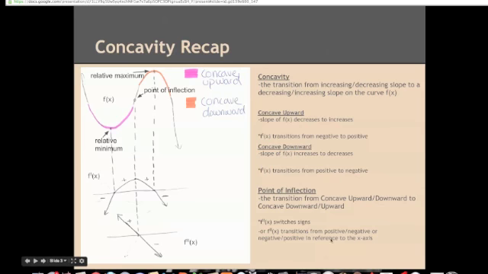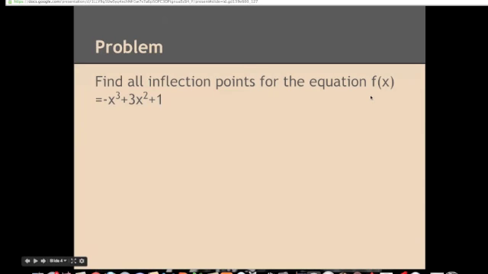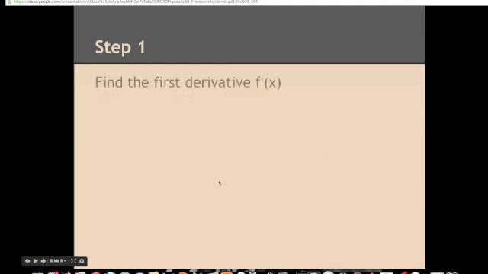So now that we have a little bit of an understanding of concavity, we will go to our first problem. So Zach, you want to help us out? Yup. And our function is negative x cubed plus 3x squared plus 1. And we are going to breeze by this.